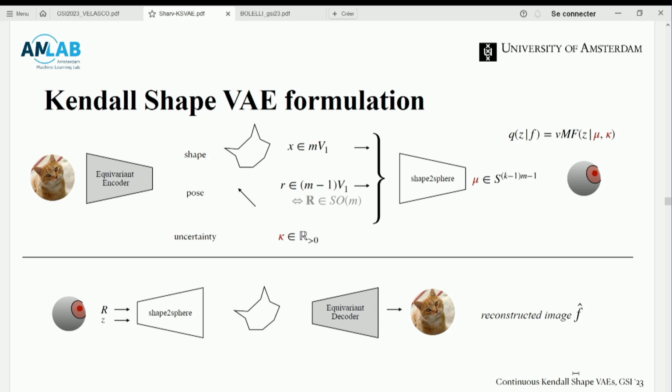Once we have these things, we put this into this shape-to-sphere module such that it can compute, and then we compute the mu on this hypersphere of this dimension. From that we get our decoder, then we decode our shape along with the pose and get our image back. So for example, if this were a rotated image, nothing changes with our shape. The shape remains the same. The only thing that changes is the pose. Then we can decode it back and we get the same image.